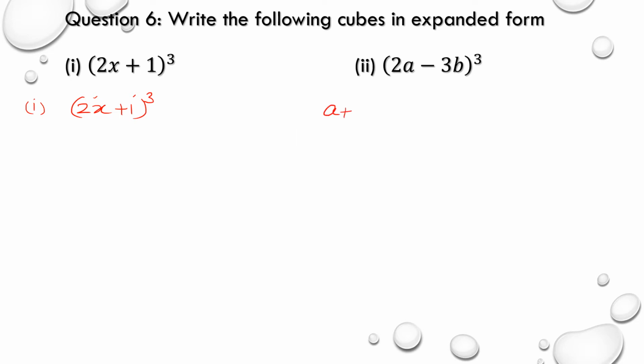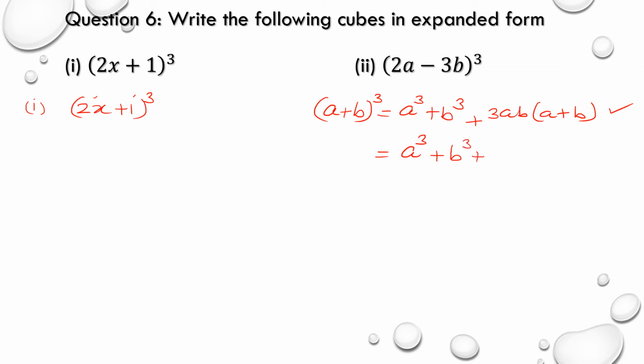So we will use the identity a plus b whole cube is equal to a cube plus b cube plus 3ab in bracket a plus b. If you want to use it this way, you can, or you can use the simplified one, a cube plus b cube plus 3a square b plus 3ab square, like I just explained. If you want to use the bracket identity, you can, or if you want to use the simplified identity, you can use that. So now I'll be using this simplified one.